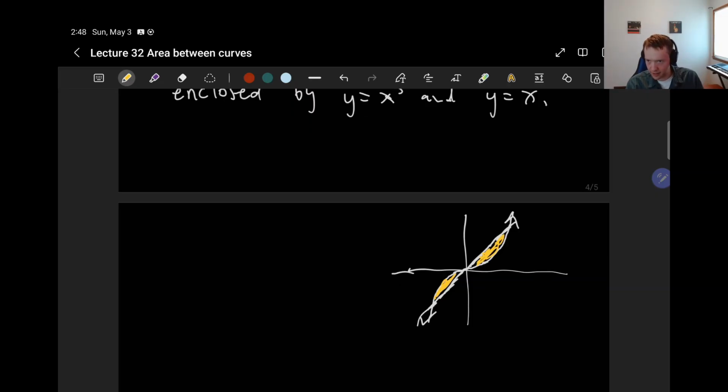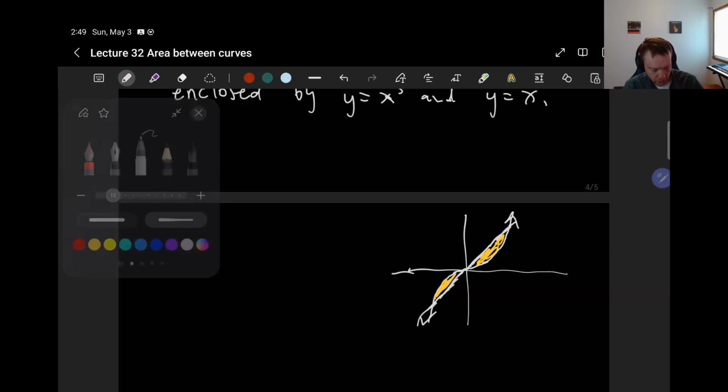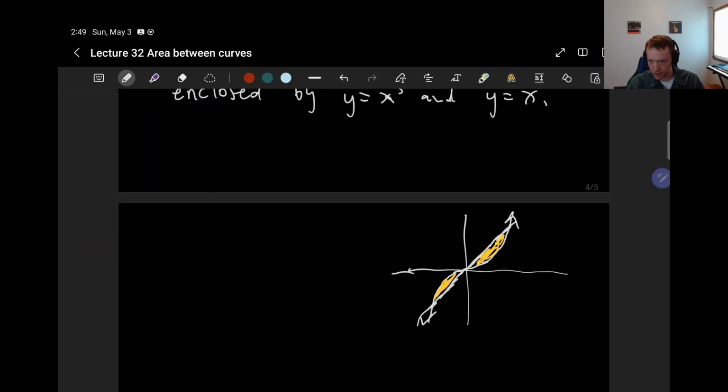So on one side, x cubed is on top. On the other side, it's the line that's on top. So we're going to have to split this into two integrals. And perhaps it would help to figure out where the points of intersection are first. That will help us with our limits of integration, those x bounds.